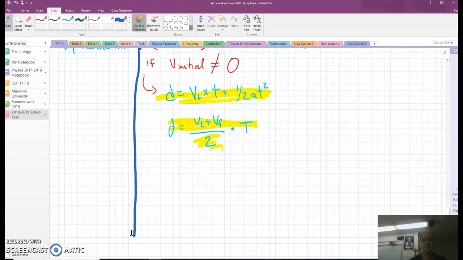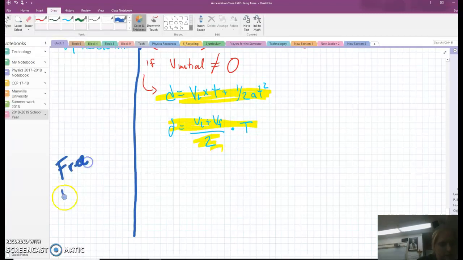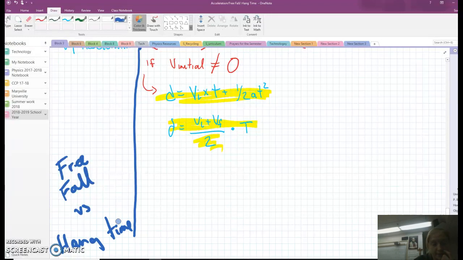So, free fall versus hang time. Told you, lots of notes, and I probably should have given a little less time to do work. So free fall versus hang time, what I would like you to know. When you're free falling, free fall is usually referencing one direction. So free fall is usually meaning one directional.